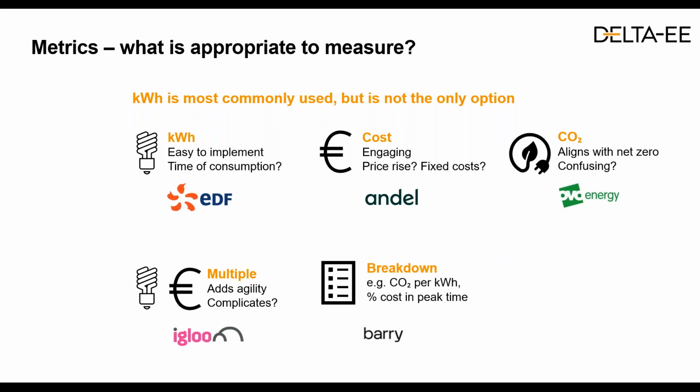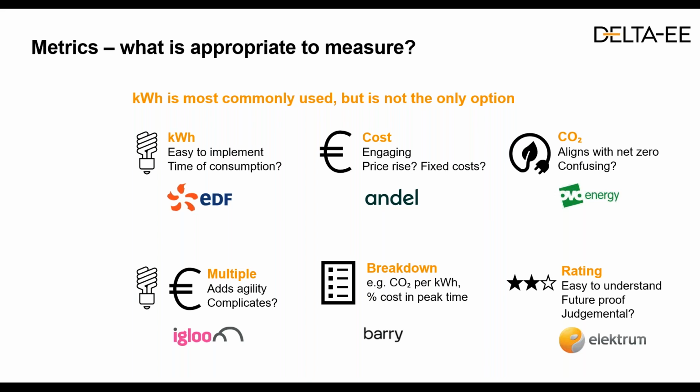A breakdown of comparison is another option. These do sort of remove some of these earlier issues. So CO2 per kilowatt hour, for instance, factors in the time of consumption, or the cost in peak time, or disaggregated social comparisons start to direct customers about where they can make improvements.